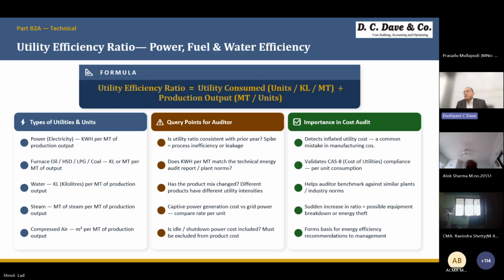And then the importance in cost audit is that it detects inflated utility cost. It validates your CAS 8. Now CAS 8 is our Cost Accounting Standard for cost of utilities. It helps the auditor benchmark against similar plants and industry norms. A sudden increase in the ratio could be possible equipment breakdown or energy theft, as a matter of fact, and forms the basis for energy efficiency recommendations to management.